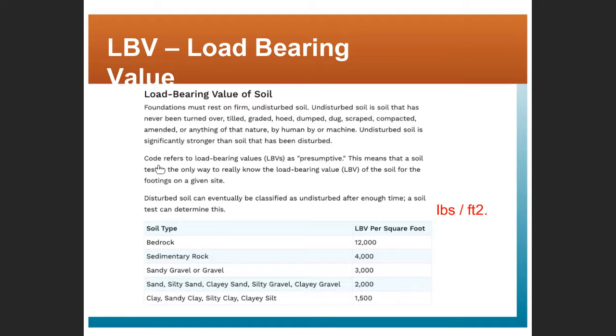Note here, codes refer to the load bearing values as presumptive. Presumptive means that's an estimate. So if you're building a residential structure, you'll probably know, hey, I've built houses in this area for a long time, and we did a soil test way back when, and we found that it's about 2,000. So we'll design everything around a presumptive value of 2,000. If you're building a larger commercial structure, you're not going to guess. You're going to go out and have that soil tested, and you'll find out what its bearing capacity is.